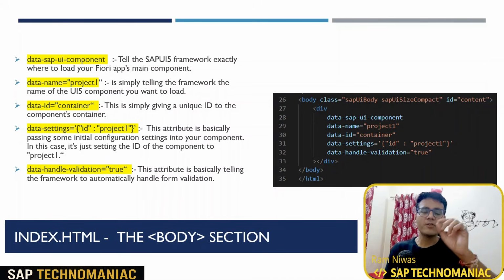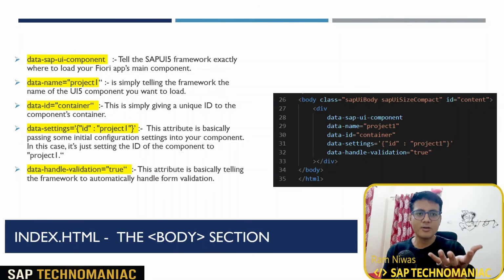So the first thing we are giving in this div tag is the data-sap-ui-component. It is the main component of the UI5 framework, which is given by the UI5 framework, and we can say it is the heart of your particular application, which will handle the life cycle of your application, bind your views and model together, and do a lot of things for you. So that is the component called data-sap-ui-component.